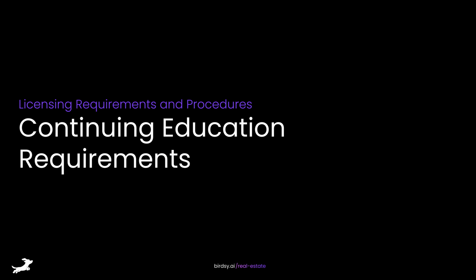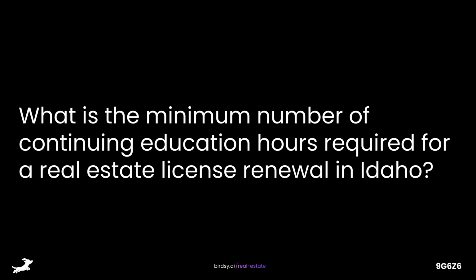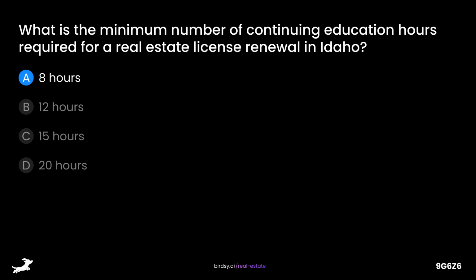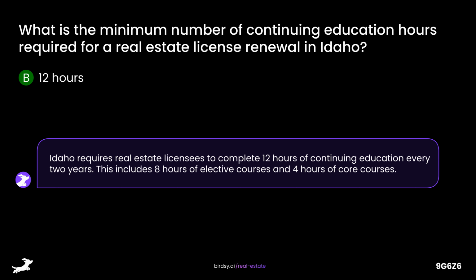Continuing education requirements. What is the minimum number of continuing education hours required for a real estate license renewal in Idaho? Is it A, 8 hours, B, 12 hours, C, 15 hours, or D, 20 hours? The answer is B, 12 hours. Idaho requires real estate licensees to complete 12 hours of continuing education every 2 years. This includes 8 hours of elective courses and 4 hours of core courses.